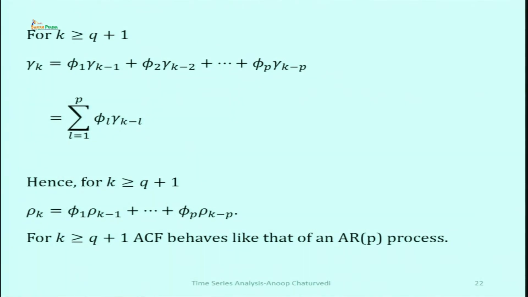So, we observe that for k greater than or equal to q plus 1, the ACF of an ARMA(p,q) process just behaves like that of an AR(p) process, because the effect of the moving average term vanishes on the ACF.